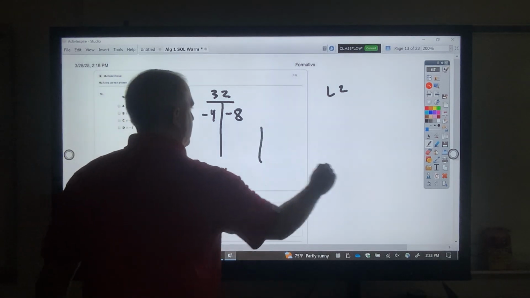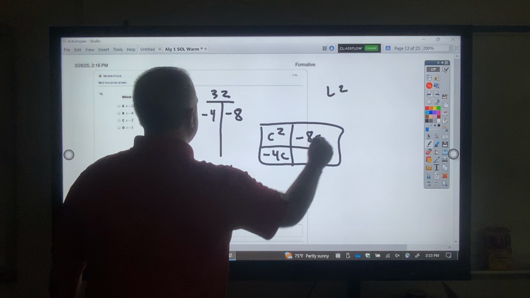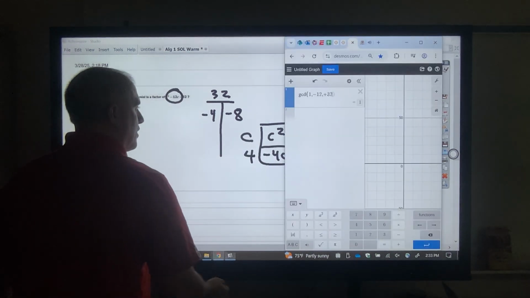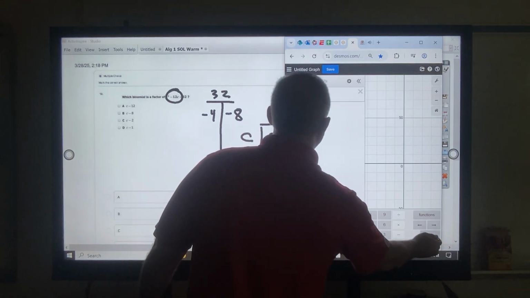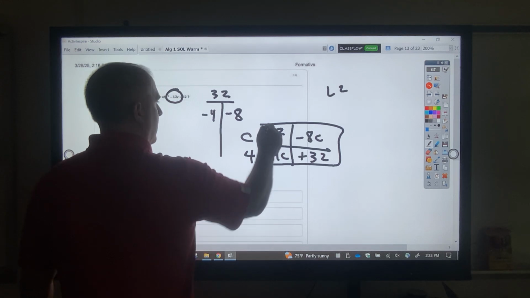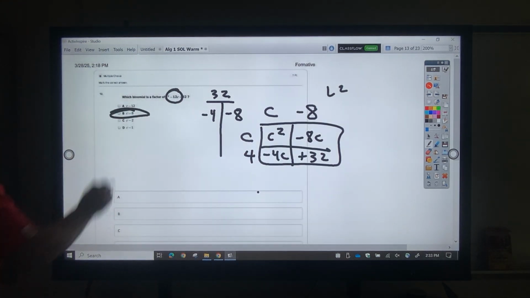So c squared minus 4c minus 8c plus 32. GCF of this is 2, GCF of this is 4. If you ever have any doubts, just put those in. Okay, GCF here is c. That's going to be 8 with a minus. So the only one that matches is that one.